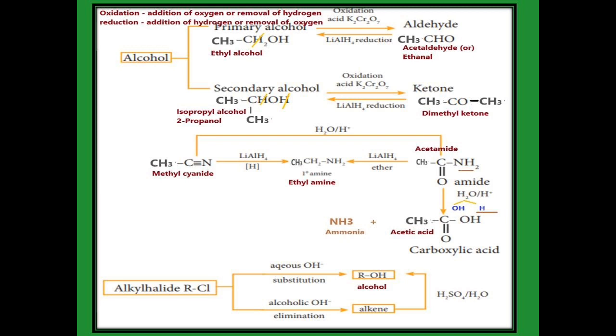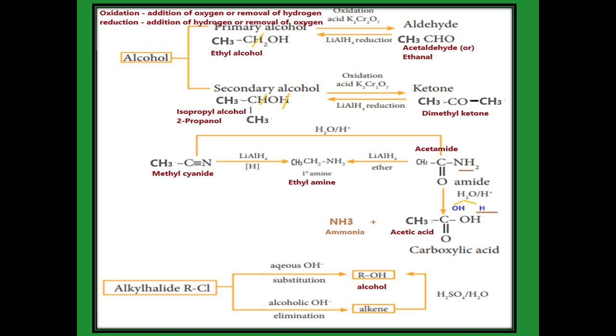Now acetamide, the formula is given, CH3C double bond O NH2. Here also it undergoes reduction with the help of lithium aluminum hydride. Here the oxygen is removed and hydrogen is added, meaning we get ethylamine.